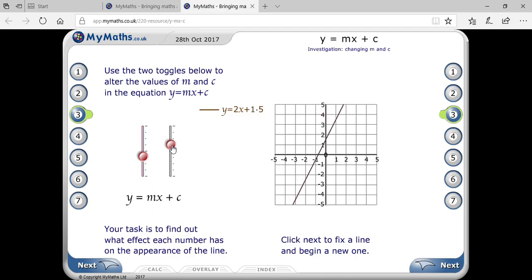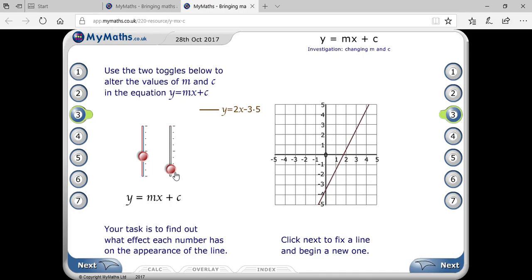Are you seeing that? Yes, I can see that. And if I decrease the value of the intercept, then your graph will move to the right-hand side. Okay. Clear? Yes.